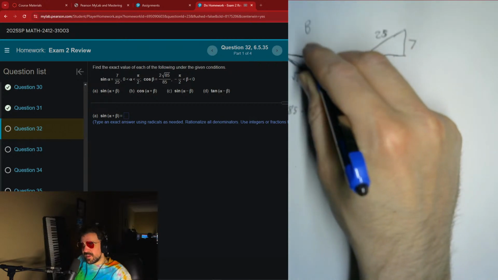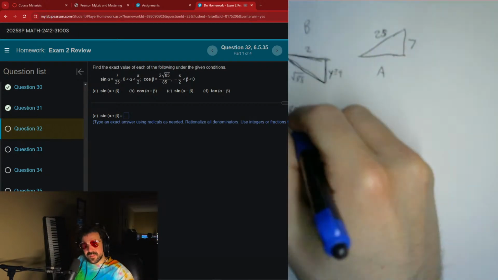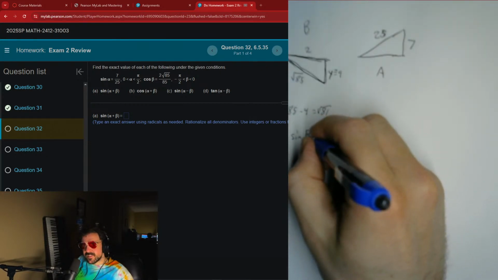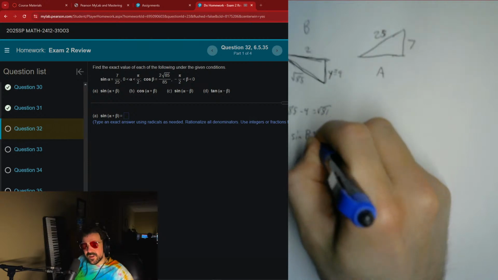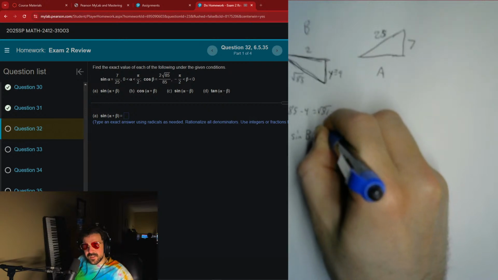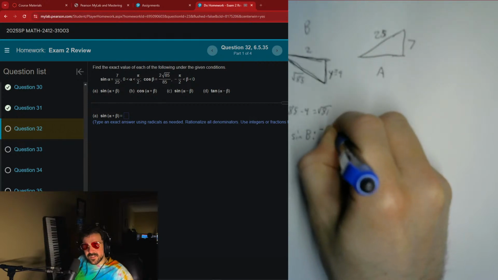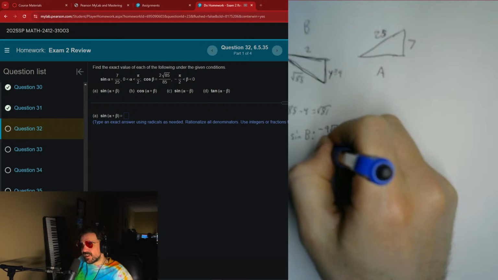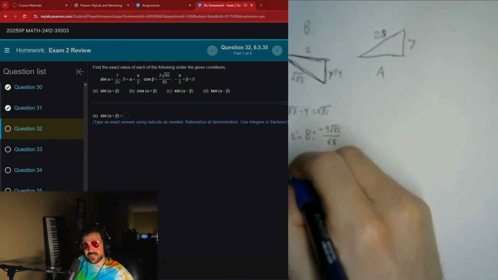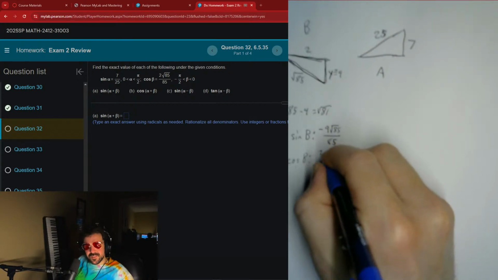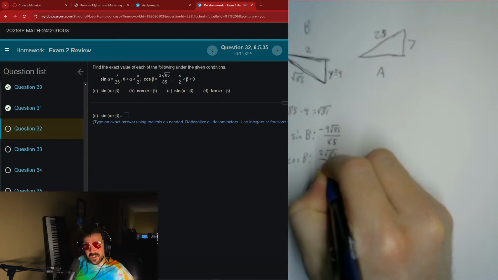So for B, sine of B is negative 9 times the square root of 85 over 85, right? Is that correct? Yeah. Cosine B we already know. That's 2 times the square root of 85 over 85.